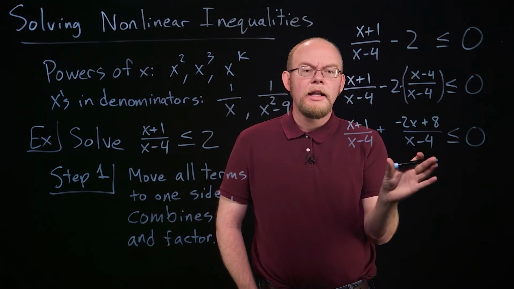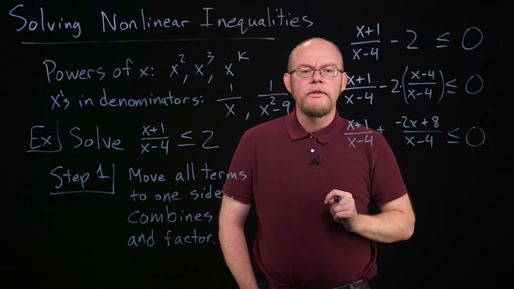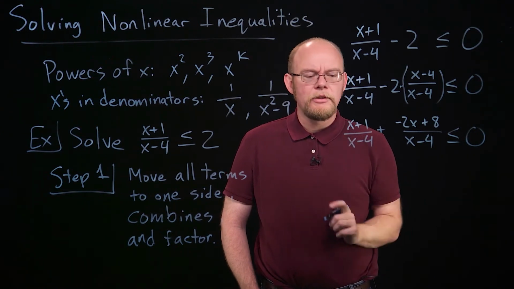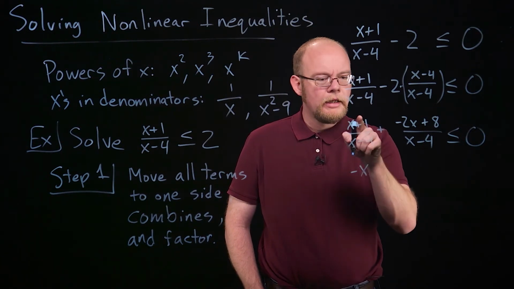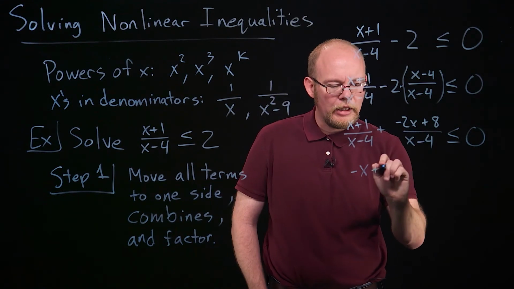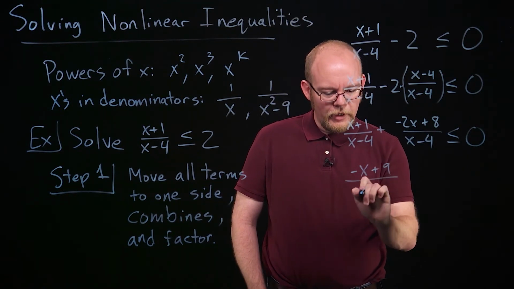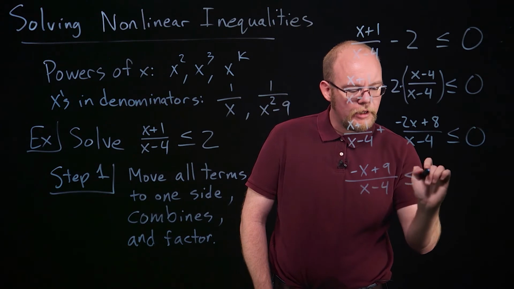Now, I can go ahead and combine these terms. x minus 4 is the common denominator, so I'm going to have an x minus a 2x, so that's going to give me minus x, and a 1 plus an 8, that's going to give me a 9, and that'll give me an x minus 4 as the common denominator.